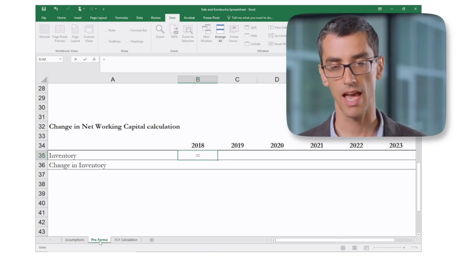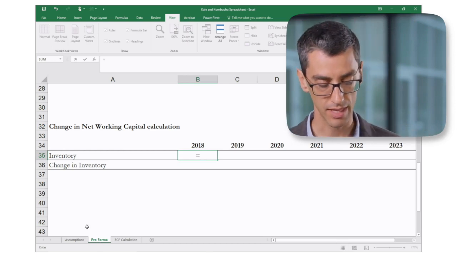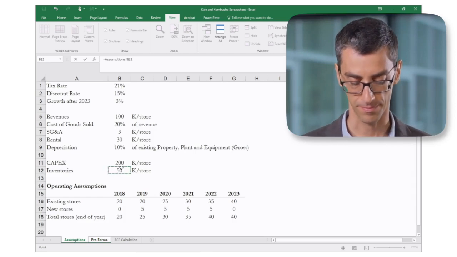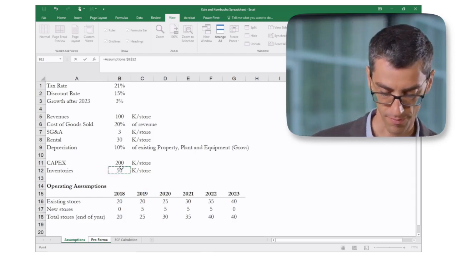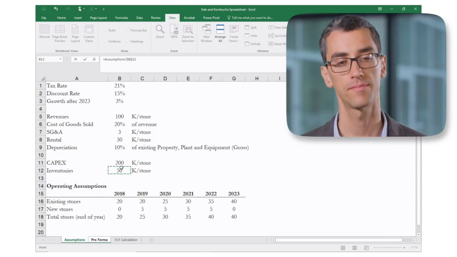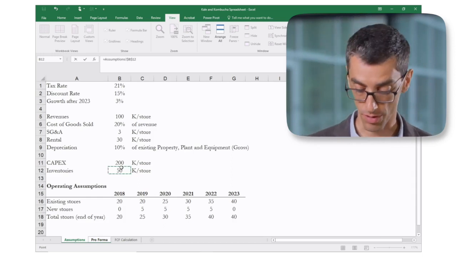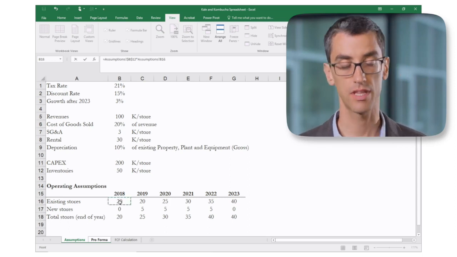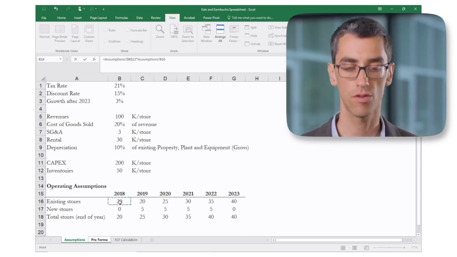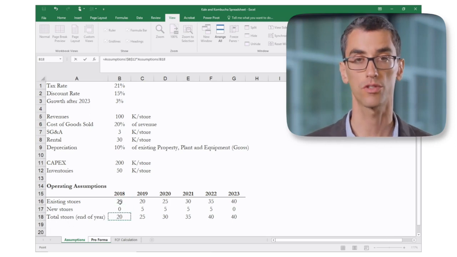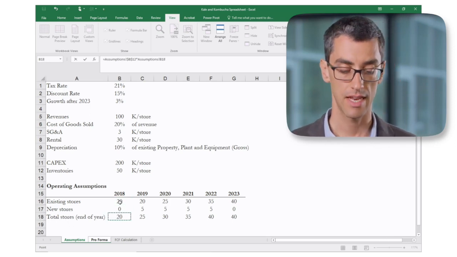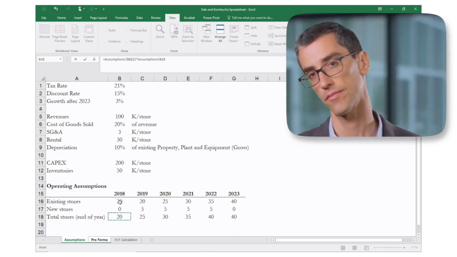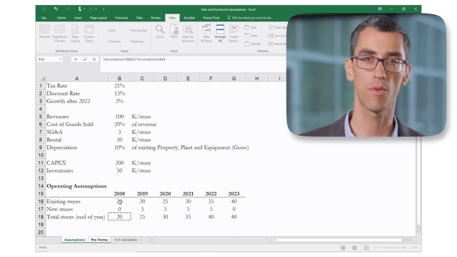So the assumption that we have in this case is that each store needs $50,000 of inventory. That's always the same. And now the important thing to try to figure out here is, is it only for the existing stores that I need inventory, or is it for the total stores? Now, we could think of it in two different ways.